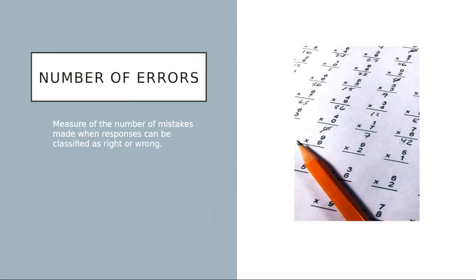And finally, number of errors. This is the measure of the number of mistakes made when responses can be classified as right or wrong. So in this case, the behavior has to be able to be classified as correct or incorrect. And so things like exams measure your number of errors. You want to reduce the number of errors you make on the exam.